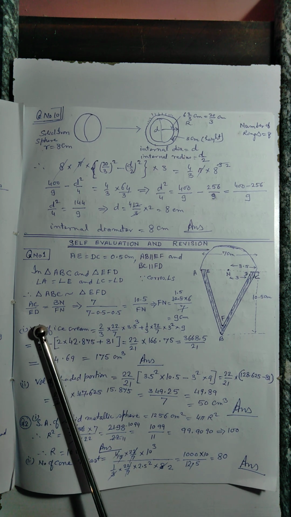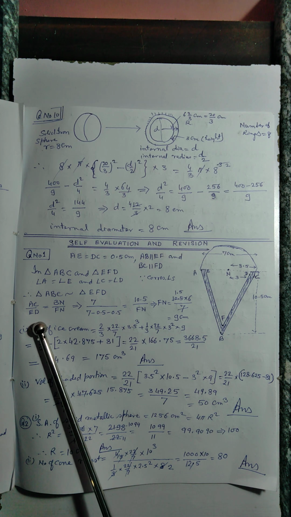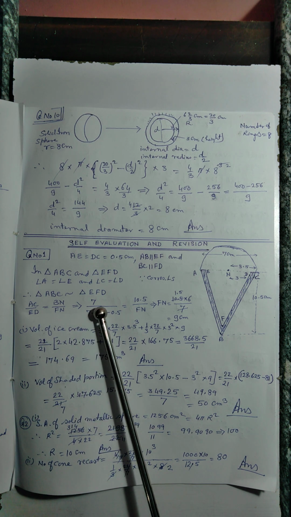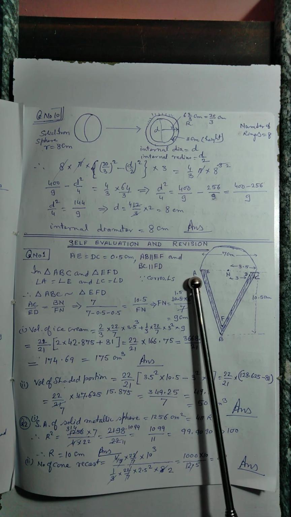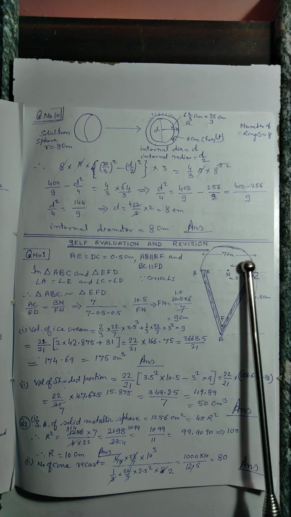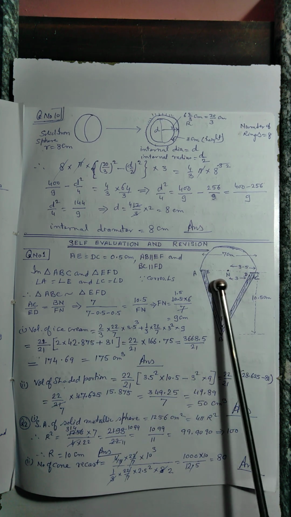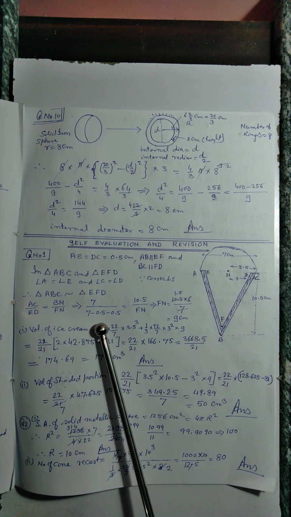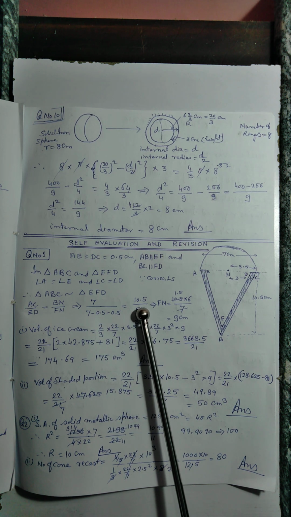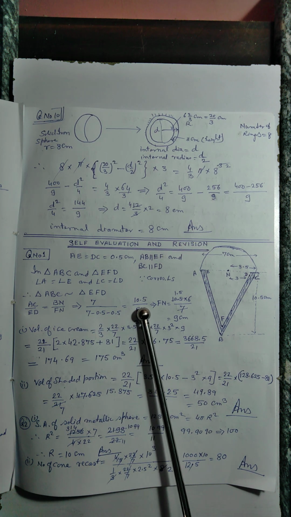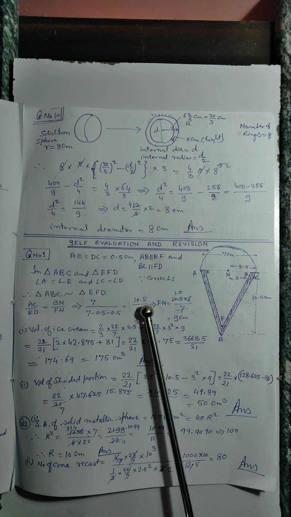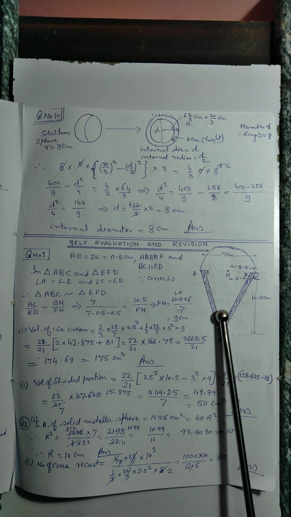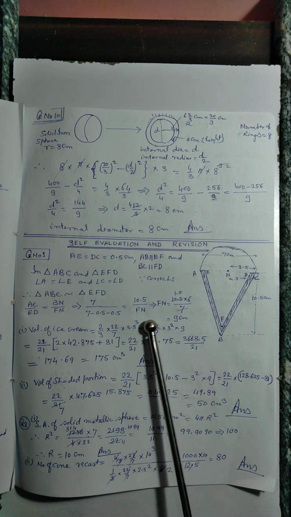Hence AC by ED is equal to BN by FN. This implies 7 upon, देखिए AC क्या है, 7 है, यहाँ से लेकर यहाँ तक 7 है. 7 upon, अब यहाँ से 0.5 दोनों तरफ से माइनस कर दीजिए, 7 minus 0.5, is equal to 10.5 upon FN, means total height divided by FN. So FN is unknown.